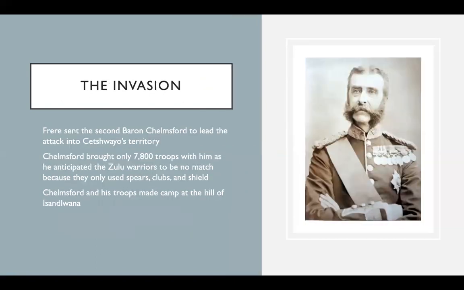The invasion ordered by Frere was led by Frederick Thesiger, the second Baron Chelmsford. Lord Chelmsford was most known for his service in the Crimean War and the Indian Rebellion. Chelmsford decided to bring only a mere 7,800 troops on this invasion because he expected the tactics and machinery of the British army to easily defeat the lesser Zulu warriors. Chelmsford and his troops marched into Zululand and made camp at the hill of Isandlwana, which would end up being the location of this bloody battle.